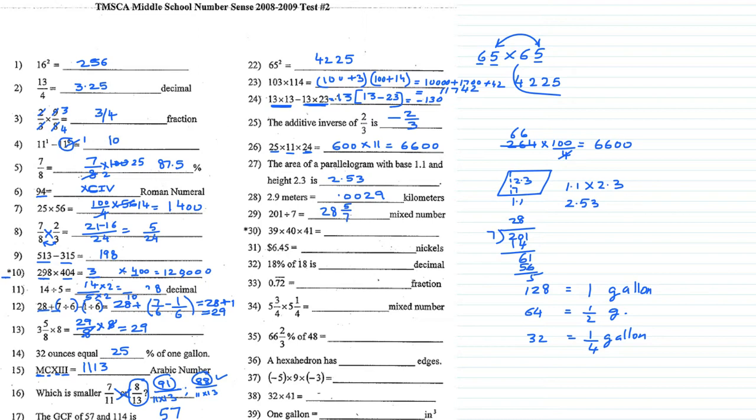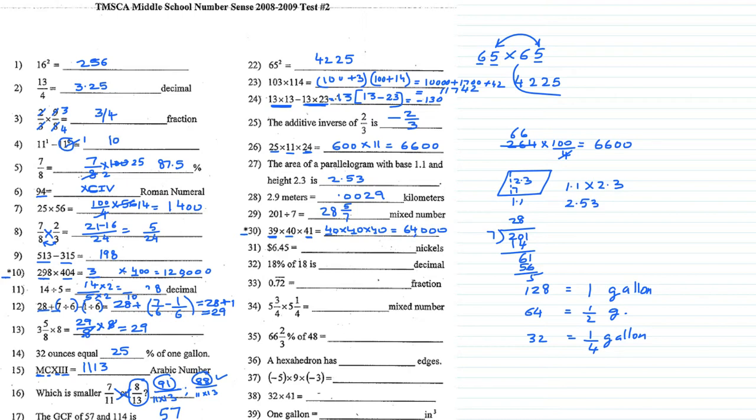Question 30, the answer needs to be approximate. The product of 39 times 40 times 41. In this case, we can approximate 39 as 40 and 41 also as 40. So essentially we have 40 times 40 times 40. So 4 times 4 is 16, and 16 times 4 is 64, and then we just simply add the 3 zeros at the end, 1, 2, 3. So 64,000 is an approximate answer.